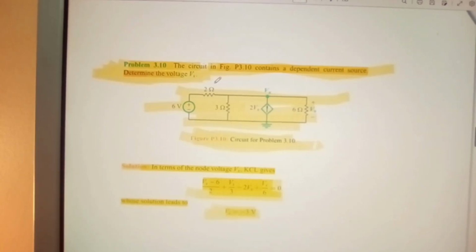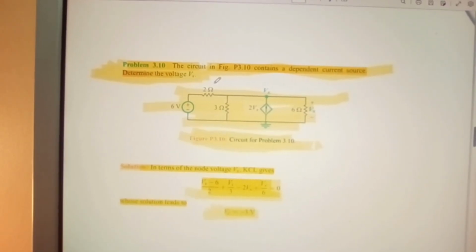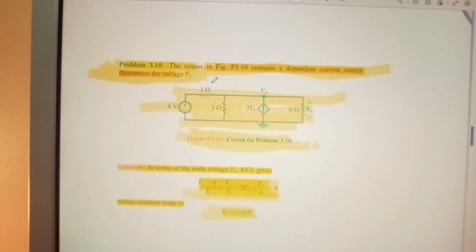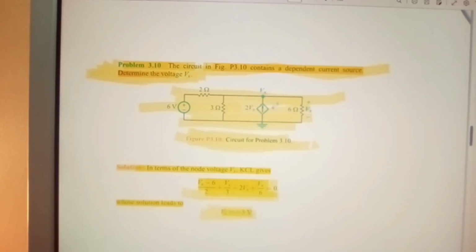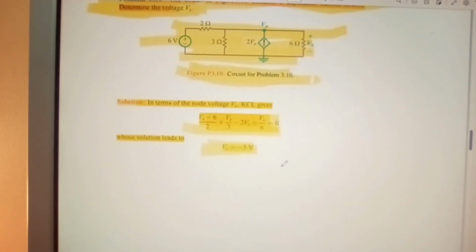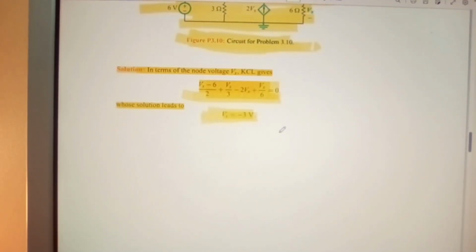Problem 3.10. The circuit in figure 3.10 contains a dependent current source. Determine the voltage Vx. So we're looking for the voltage Vx, which is here at this point. Solution. In terms of the node voltage Vx, Kirchhoff's current law gives Vx minus 6 over 2 plus Vx over 3 minus 2 Vx plus Vx over 6 equals 0. Again, you're applying a formulation. And that's for you to work out. I'm not going to do that for you. Vx therefore equals minus 3 volts.